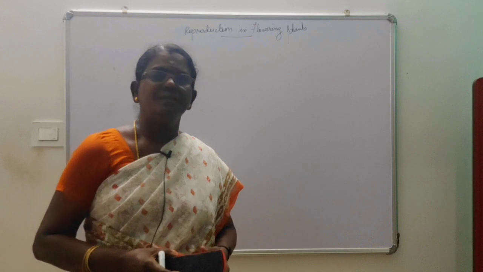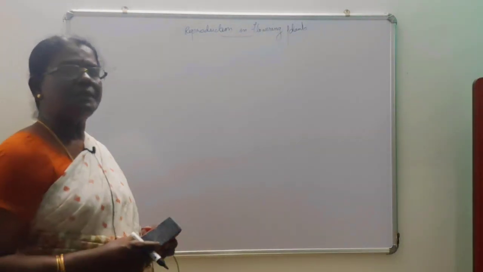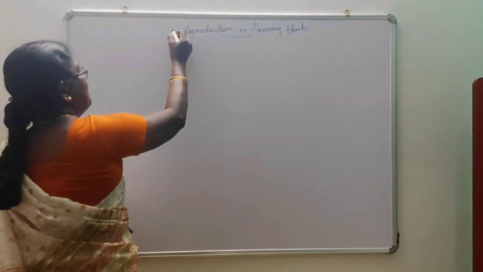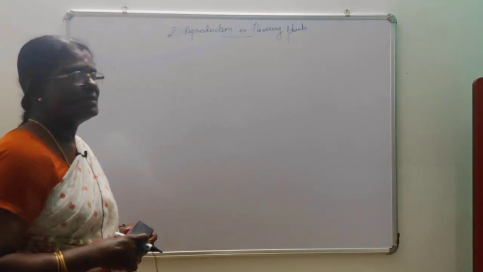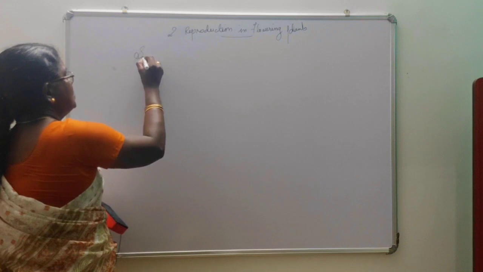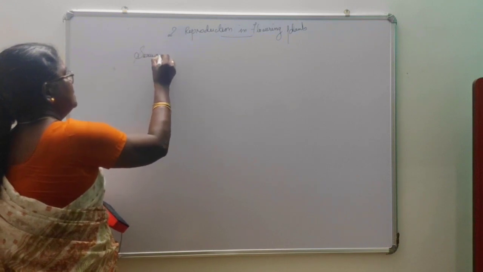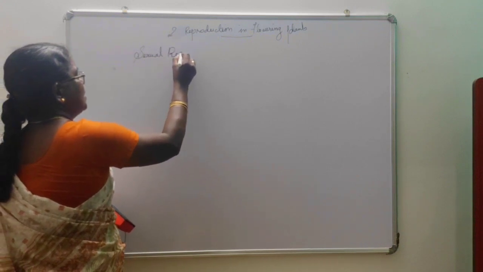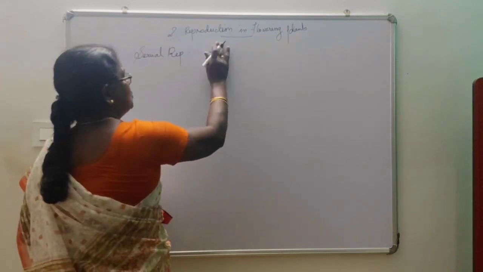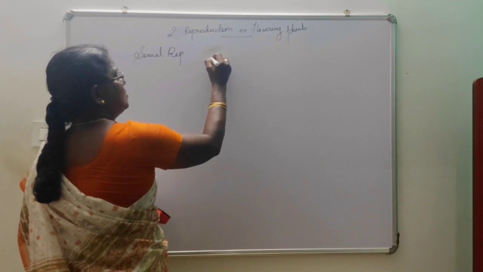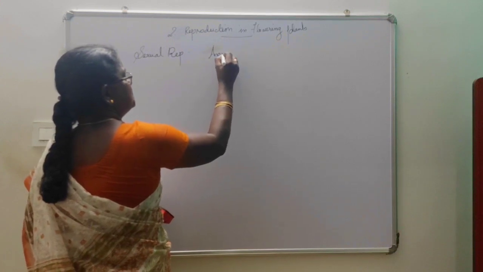In this class, we are going to learn 12th Biology second chapter Reproduction in Flowering Plants. Flowering plants means we are going to learn sexual reproduction. Flowering plants are known as angiosperms.